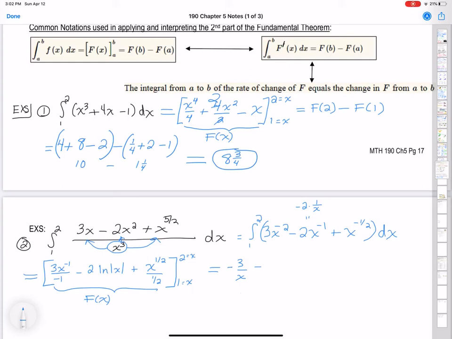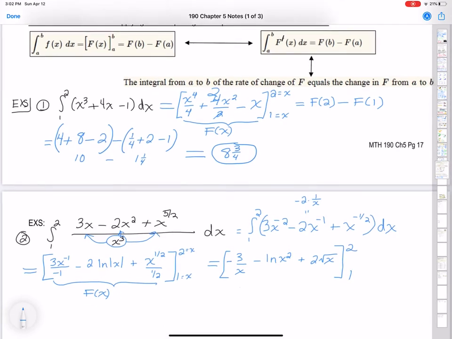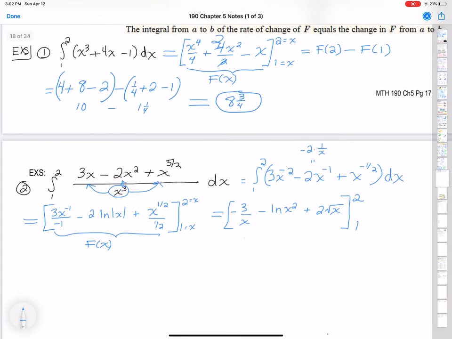You could even rewrite this second term, and you might see this done from time to time, as a natural log of x squared. Then the absolute value bars don't need to be there because squaring would already make it positive. And the last term, dividing by a half, is like multiplying by 2, so maybe 2 root x. So that's cleaning it up a smidge before we go to subbing in.